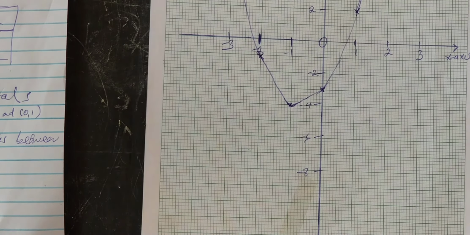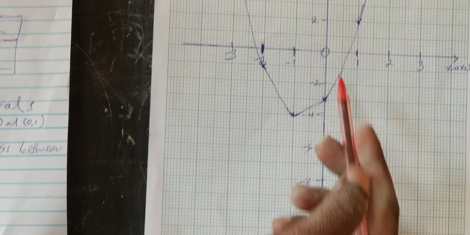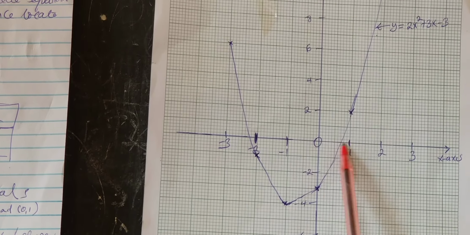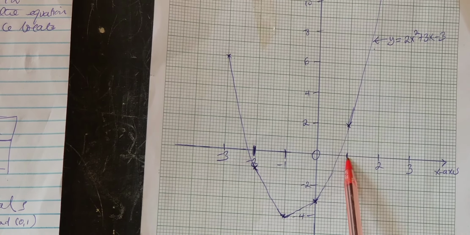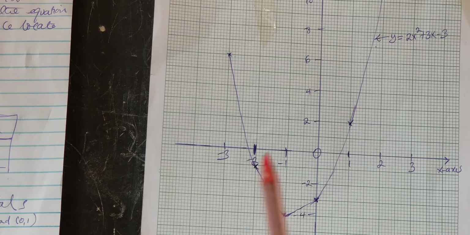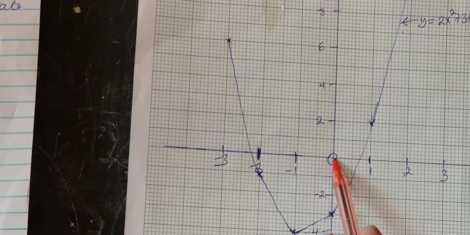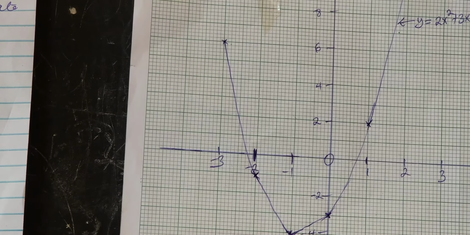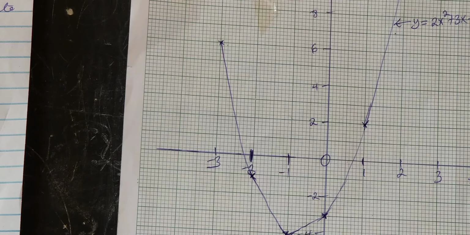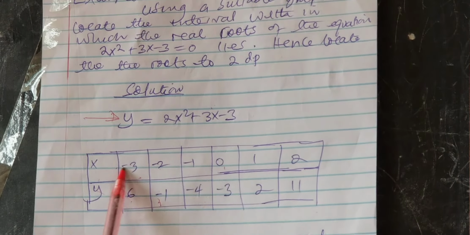Now when you are plotting the graph, make sure that at least here you are using 2 centimeters, those are 10 small squares, for accuracy purposes. From here up to here, there are 10 small squares, 10 small squares, 10 small squares. Use 10 small squares if you are to be accurate. Otherwise, going from 0 to 1 with fewer squares will give you an inaccurate value. But when you are using the 10 small squares, those are 2 centimeters, you can locate the root with a lot of accuracy. So the values of x start from negative 3 up to 2.